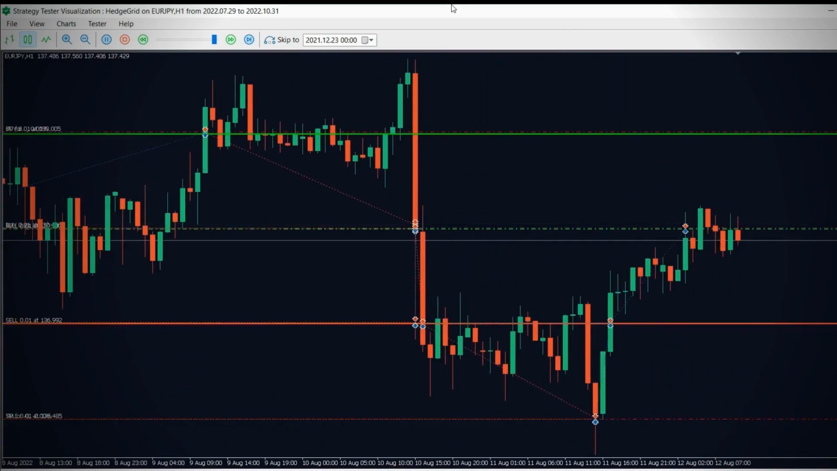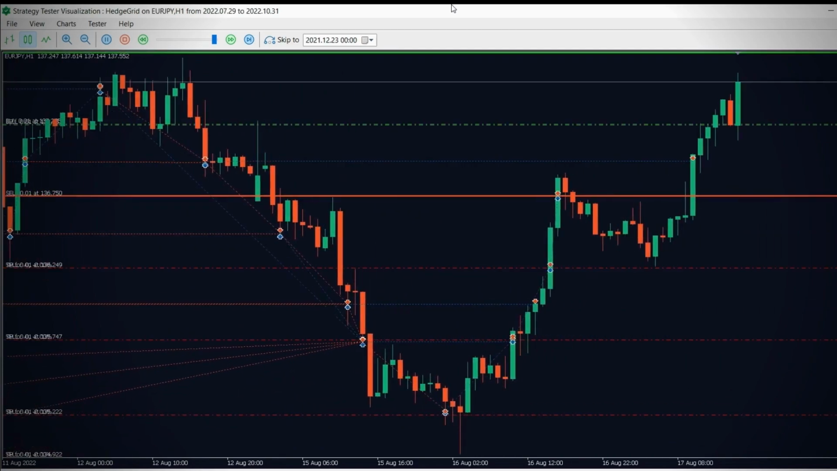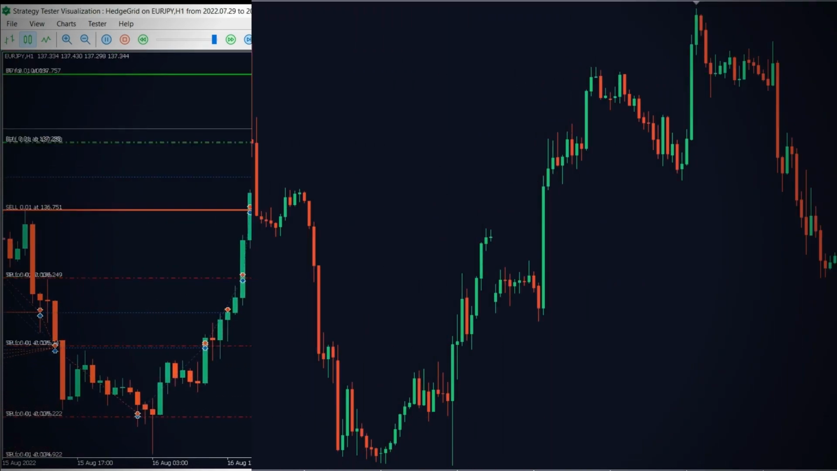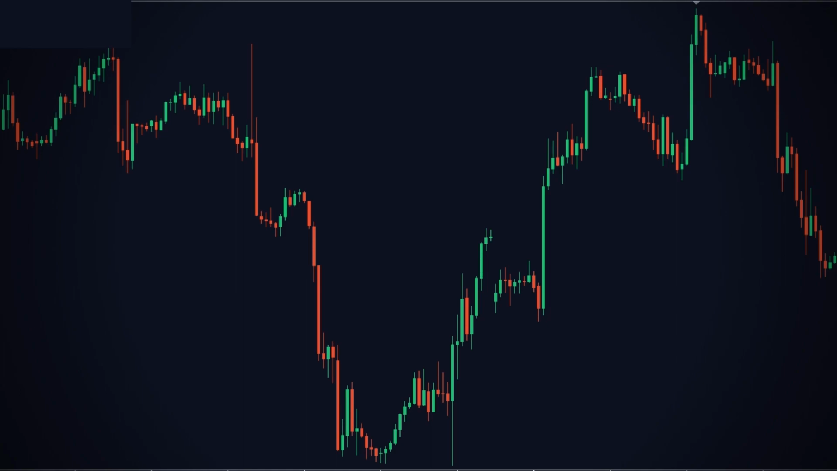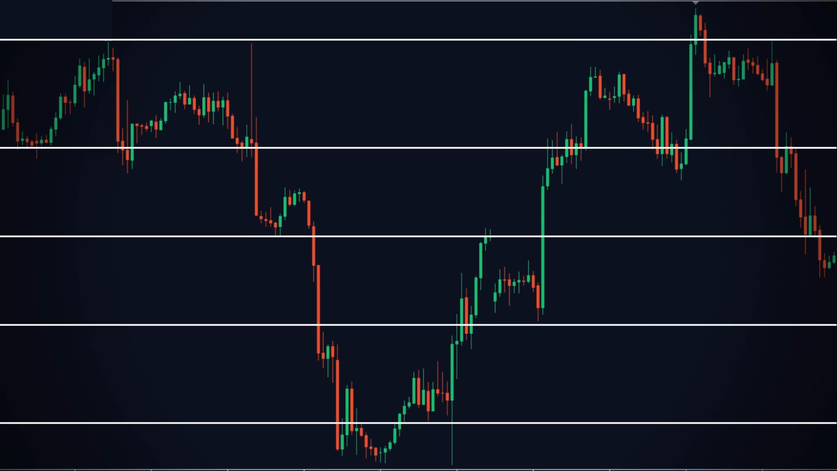Like any trading strategy, this one has its pros and cons too. I will discuss them later in the video. Now, let me demonstrate the concept of this strategy. Firstly, let's create a grid on this chart. Each line of this grid represents a price level for opening and closing positions.